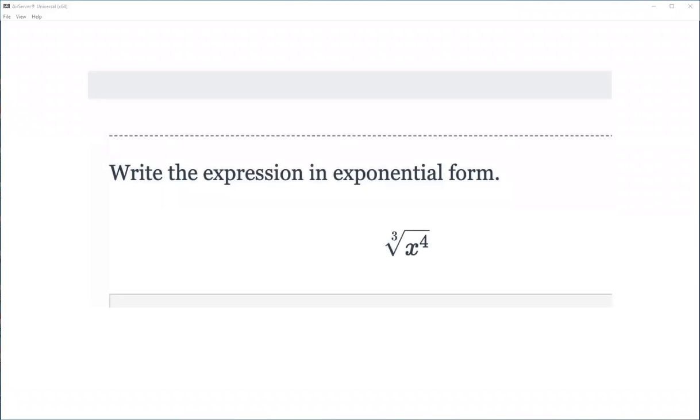The next problem right here, just converting into a fractional exponent. So it's in radical form, so it'll be x to the 4 over 3 power here. All right, so the 4 stays with the variable, and then the 3 comes over here. So pretty much the 3 is the number in front of the radical. Okay. All right, so it's 4 over 3.